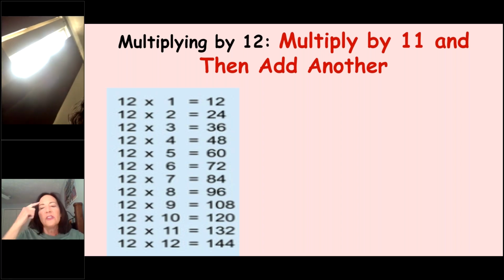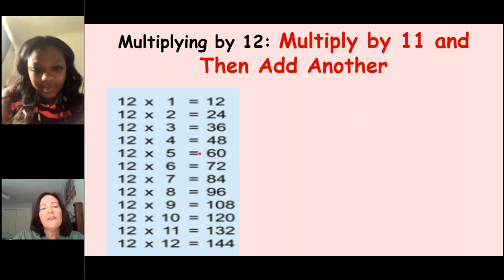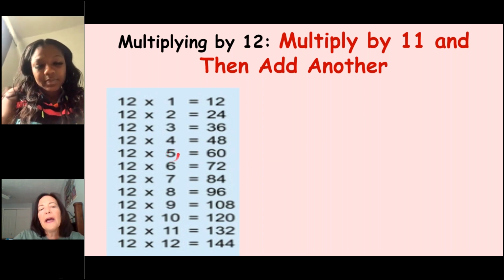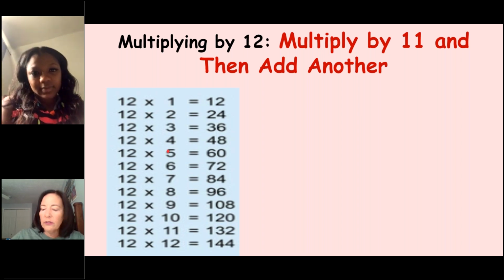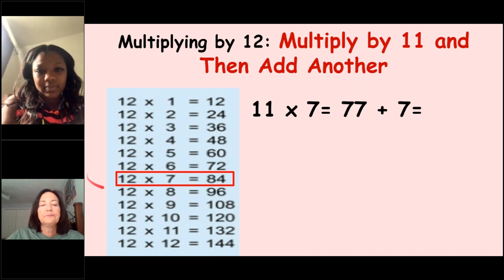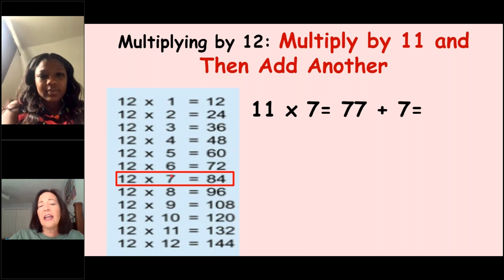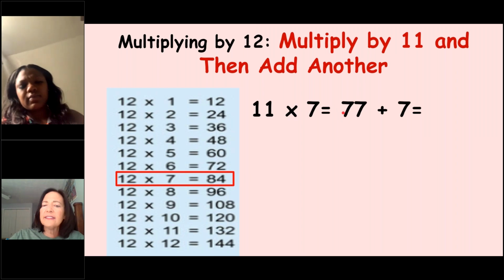So in my brain, what I do is I say, if it was multiplied by 11 instead, and then I could add more. So let me see what my first example is. Okay, so for instance, 12 times by 7. Well, I could do 11 times by 7. That problem was easy for me. 11 times by 7 would be 77.